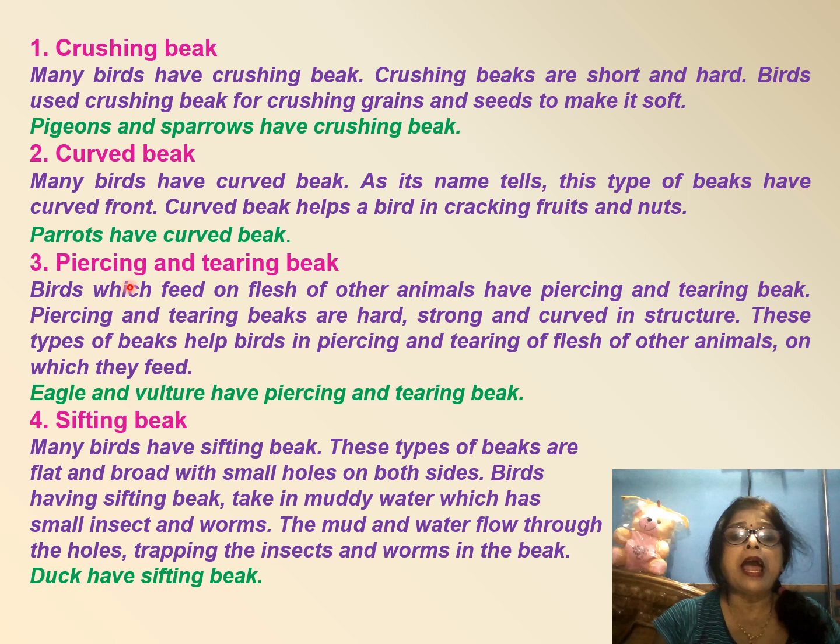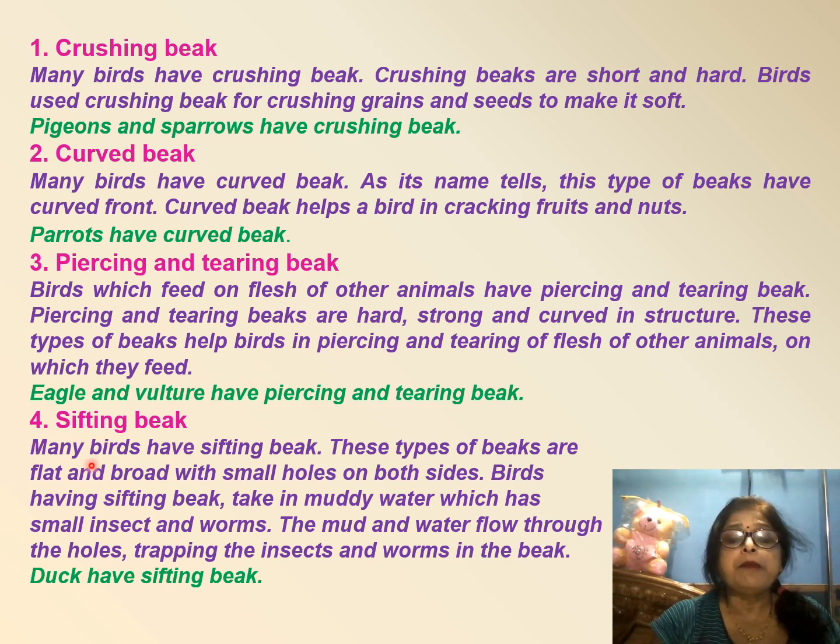Third one, piercing and tearing beak. Birds which feed on flesh of other animals have piercing and tearing beak. Means birds which eat flesh of animals have tearing beak. It helps in tearing the flesh. Piercing and tearing beaks are hard, strong and curved in structure. Its shape is curved. These types of beaks help birds in piercing and tearing off flesh of other animals which they have to feed on. Example, eagle and vulture, because both of them are flesh-eating birds.